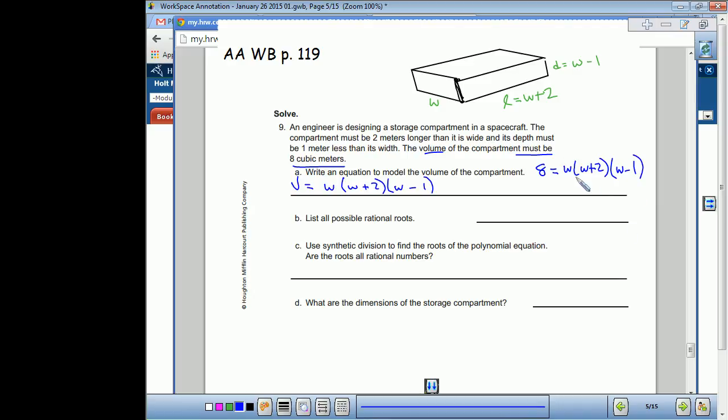Right? So if we were to multiply these two, we'd obviously get W squared minus 1W plus 2W is plus W, and minus 2. And then we just distribute the W, but we obviously have to move the 8 over. So we get 0 equals W cubed plus W squared minus 2W minus 8.